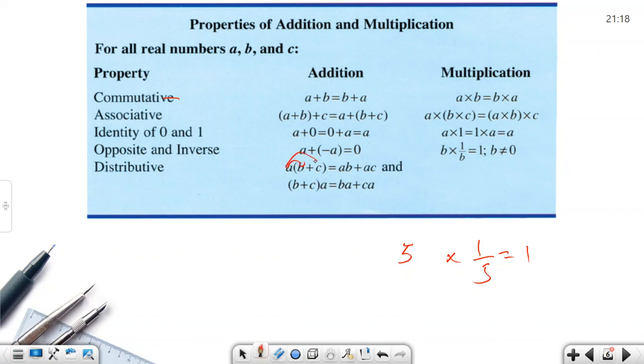Distributive property: you expand the brackets by multiplication. The number and each number inside the parentheses, you can multiply one by one. These are properties. Lots of them you know from the 7th grade.